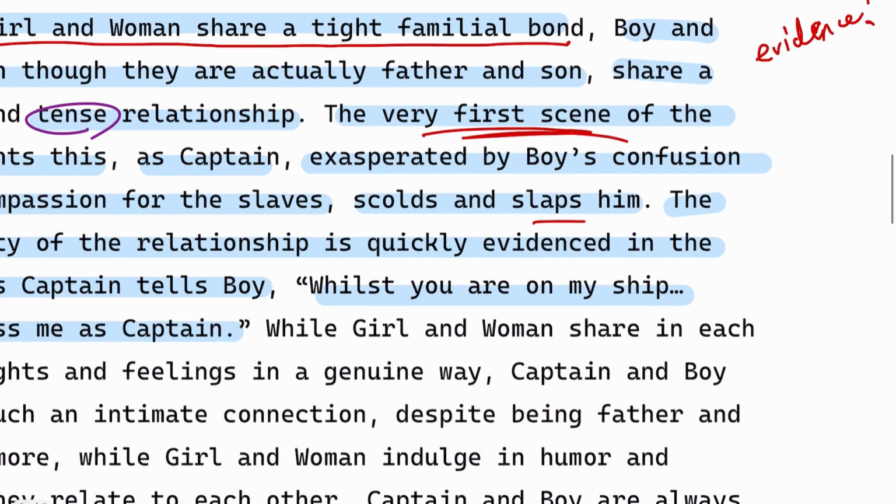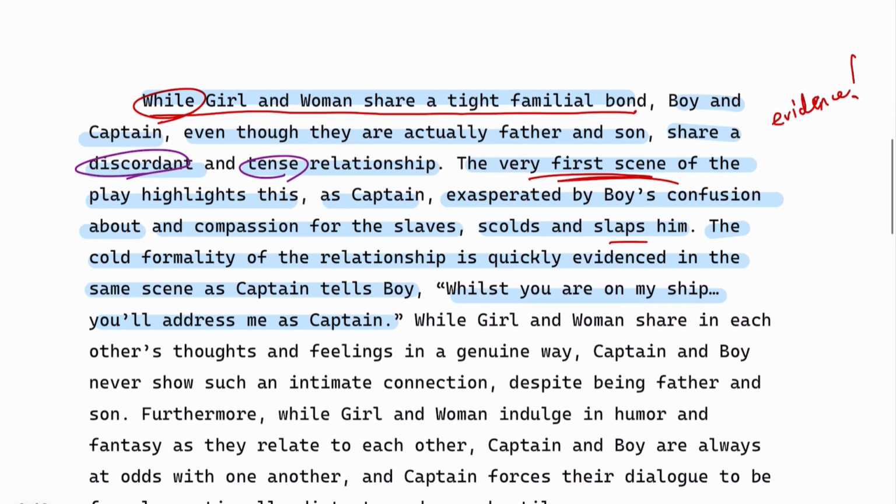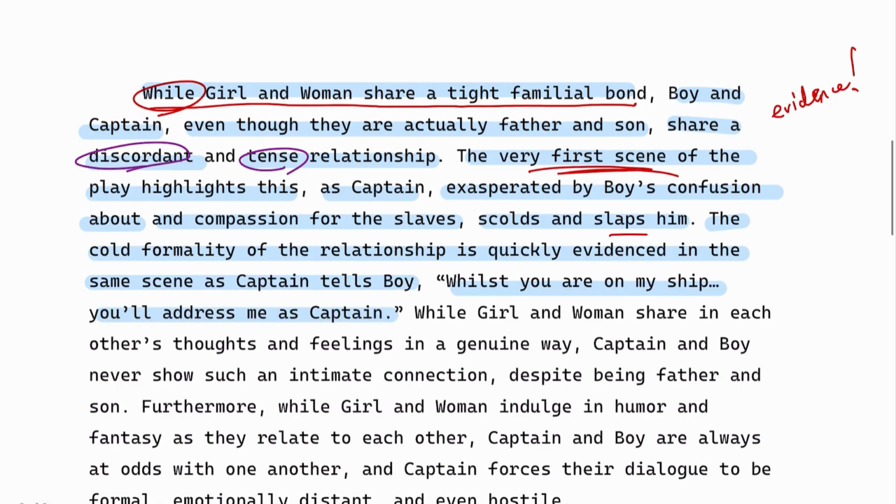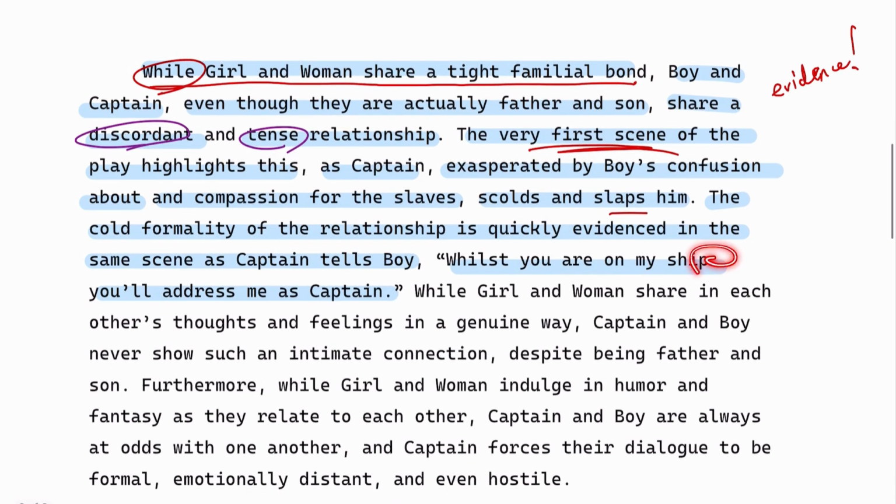I don't need whatever is missing. Either I couldn't remember it or I don't need it, so I just leave it out. And I create this condensed sentence: "Whilst you're on my ship, blah, blah, blah, you'll address me as captain." You can check the actual play to see what was missing. I can't recall. Well, all right.